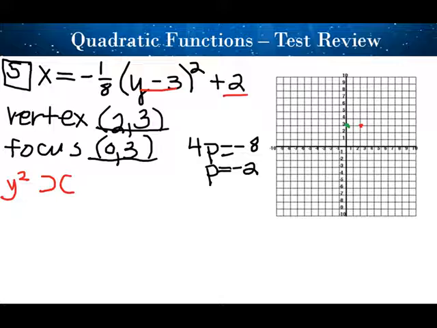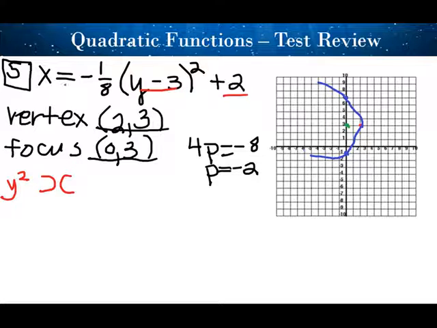So in order to do the width, I've got to count 4 in each direction. So from the focus, remember it's always from the focus, I'm going to count 4 up and 4 down. Okay. And basically my parabola is going to look like this. I'm going to go out like that and then this way.